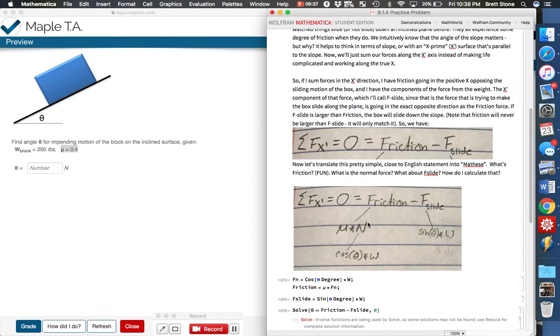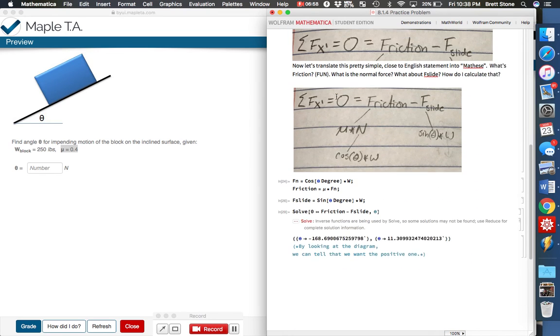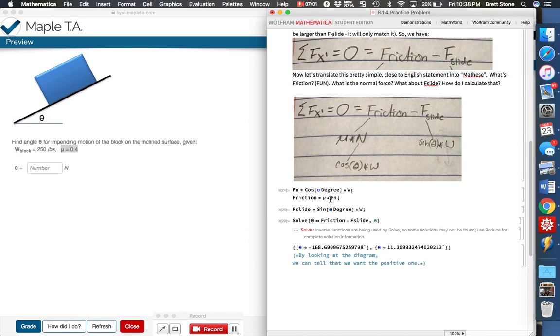So now we've got this, we can set these up as variables. We can say Fn, or force in the normal direction, is equal to cosine of theta, and we have to put in degrees so that Mathematica knows we're talking about degrees and not radians, multiplied by W, the weight that we set up here. And then if we say that friction is equal to mu times Fn, the normal force, then we've got our friction part all worked out. And then if we say that the sliding force is equal to what we talked about up here, sine of theta in degrees times the weight, then I can tell it to solve.